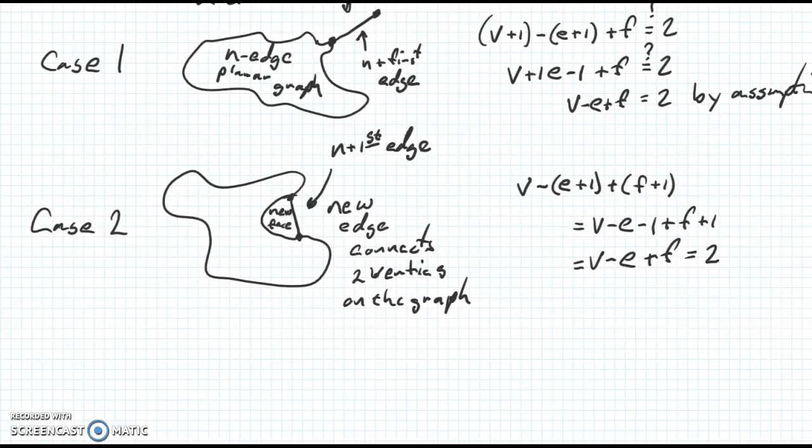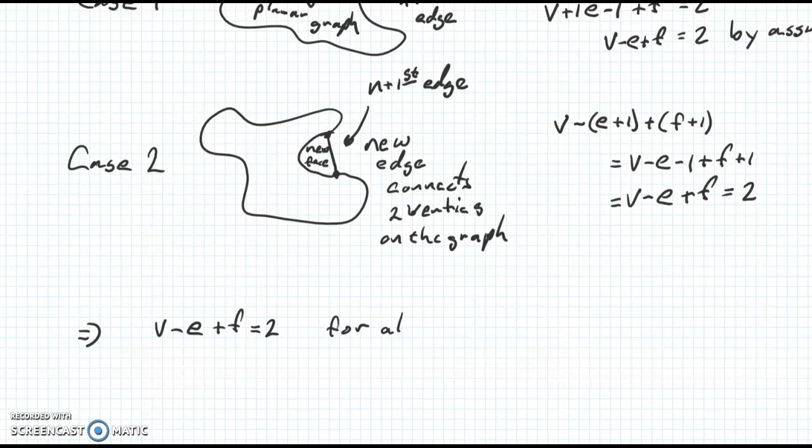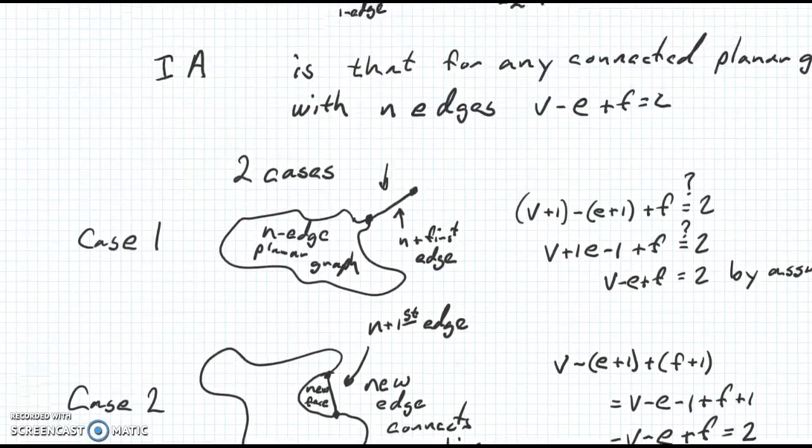So adding a new edge to an already existing planar graph doesn't change the sum, the vertices minus edges plus faces. So this implies vertices minus edges plus faces equals 2 for all planar graphs. This is a little bit of a subtle proof, so you should review it, and I can slowly pan through it if you need me to.